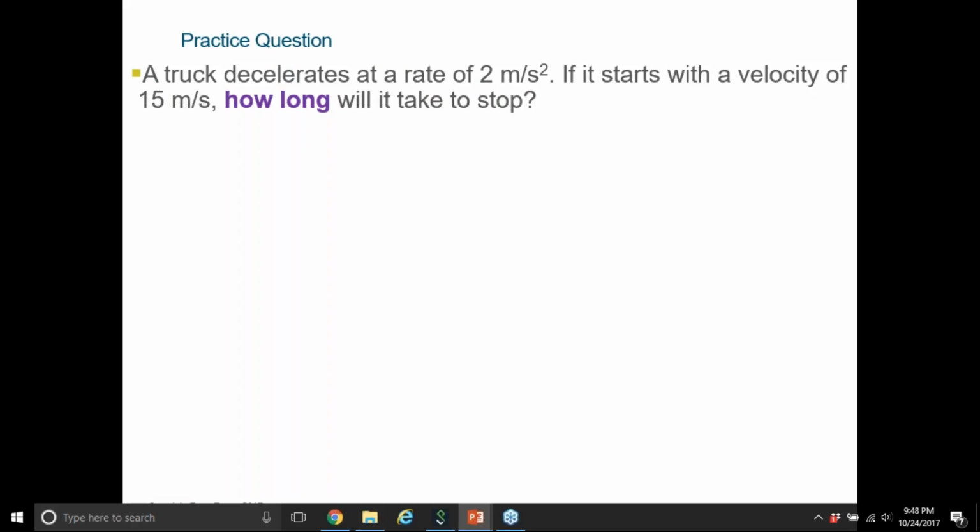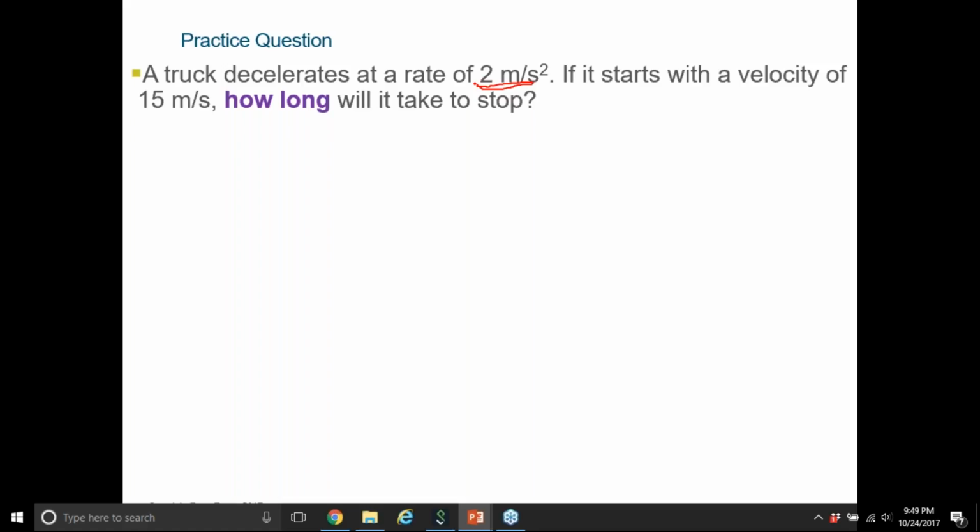A truck decelerates at a rate of 2 meters per second squared. So first of all, that's a weird word, decelerate. That just means slowing down, but it is an acceleration. So it decelerates at 2 meters per second squared. That means if we have a formula that asks for acceleration, we could put 2 in there, because a deceleration is just a negative acceleration. If it starts with a velocity of 15 meters per second, how long will it take to stop?